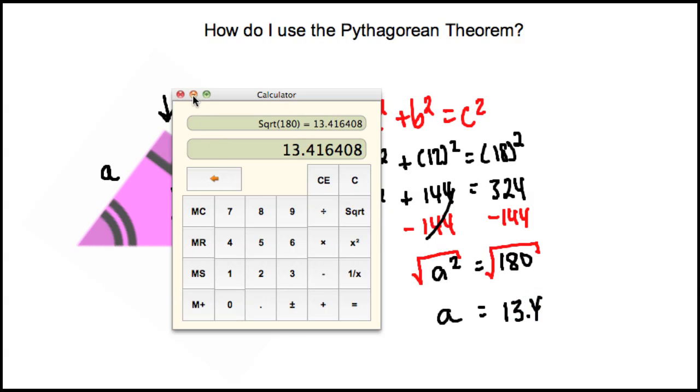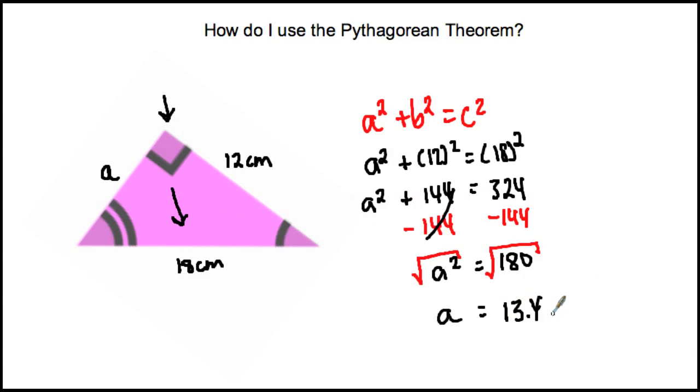13.4. And you can see here that a quick concept check lets us know that we've probably done this right, in that we would expect the length of the leg we're trying to find to be less than that of the hypotenuse. So this is how we can use the Pythagorean theorem to find the length of a missing leg.